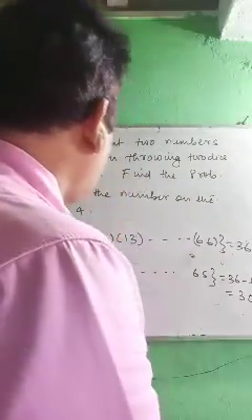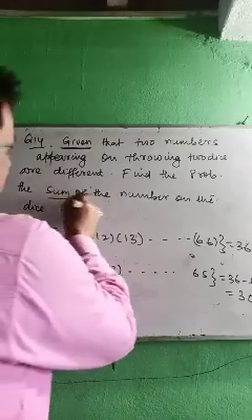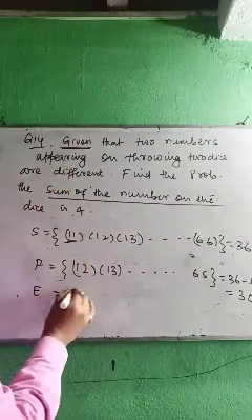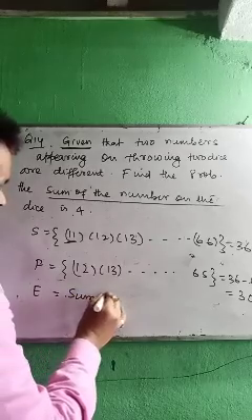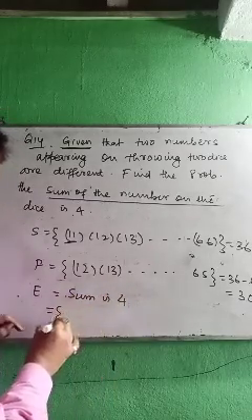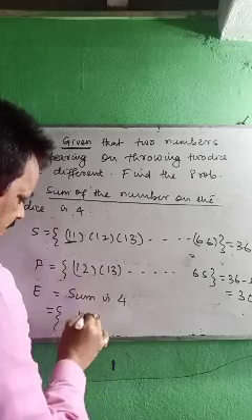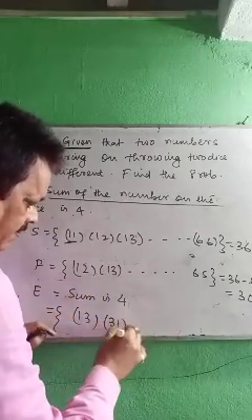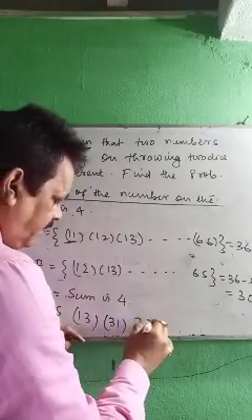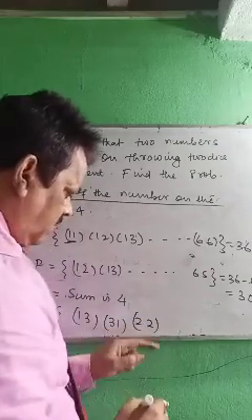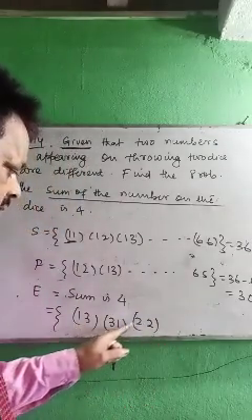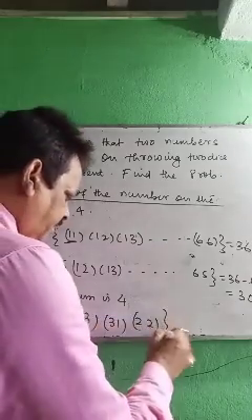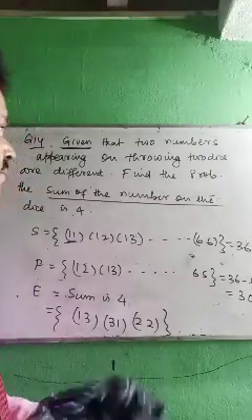Then comes E, the sum of the numbers on the dice is 4. Which numbers will you take? 1 3, because the sum is 4, then 3 1, and 2 2. So 1 3, 3 1, 2 2. Any other? Not possible. Then what is E intersection F?